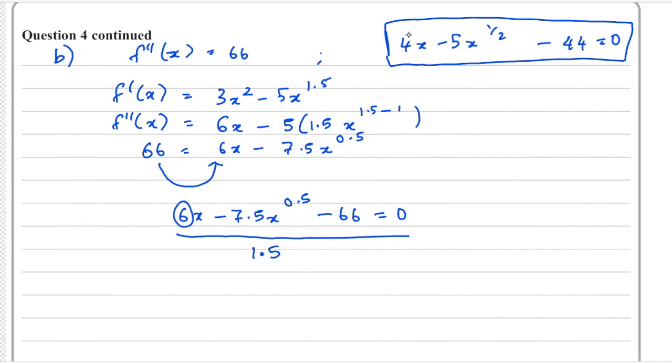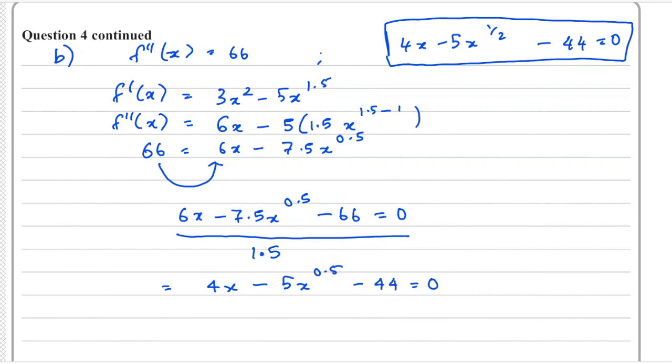Or you can check this one. If you need to make 6 as 4, you need to divide the 6 by 1.5. So when you divide it by 1.5 throughout, you will get the answer as 4x minus 5x to the power 0.5 minus 44 is equal to 0.